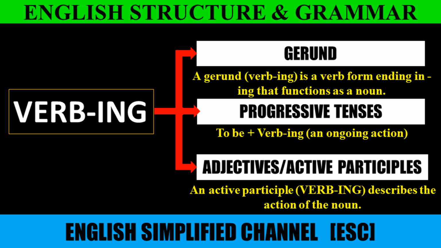The ing form can also function as an adjective, describing a noun. This is often referred to as an active participle when it describes the action of the noun. See these examples so that you're able to differentiate when the verb ing acts as a gerund, in progressive continuous tense, and as an adjective or active participle.